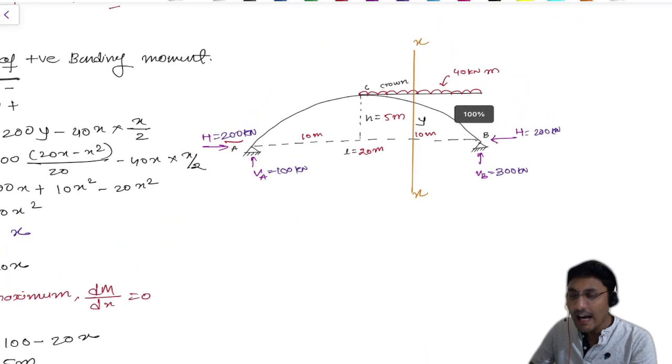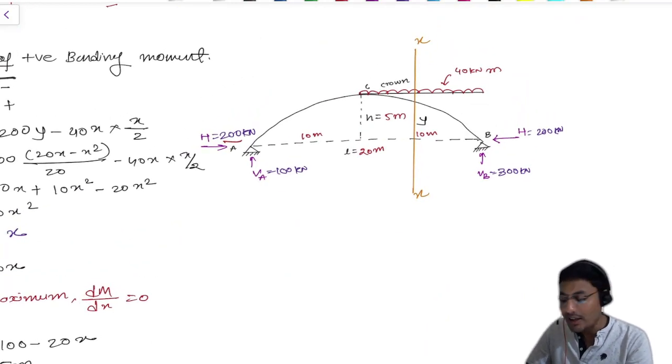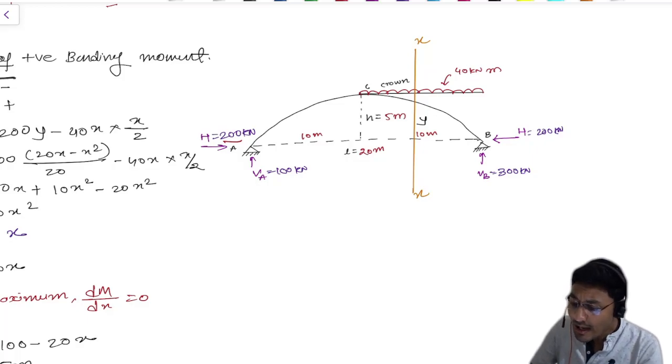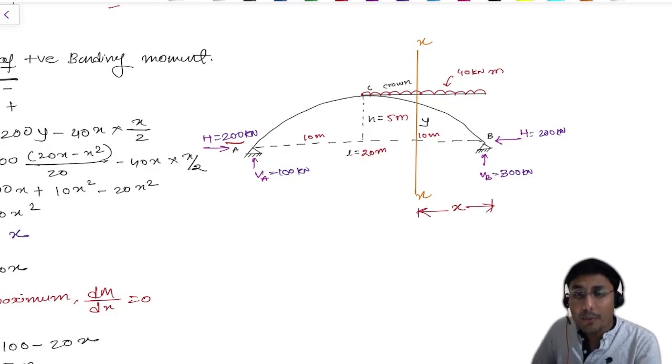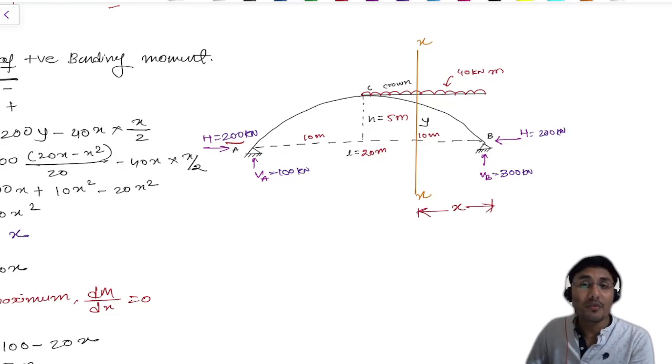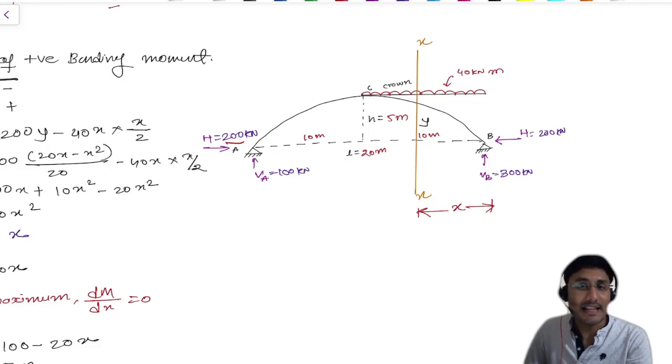As you can see, I have taken this diagram and dropped the XX cross section at the portion where the load is mentioned. I am providing this distance as X, because when we are providing any section, there should be one length which is the unknown length. So I have mentioned it here as X.